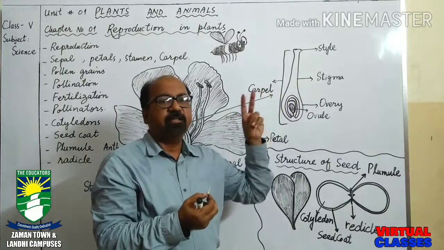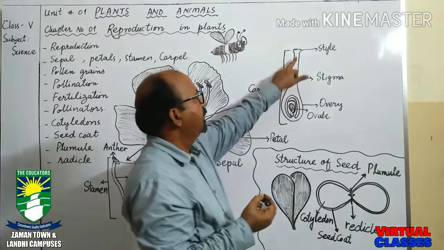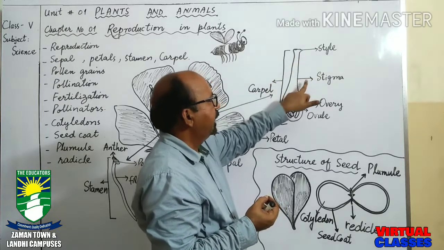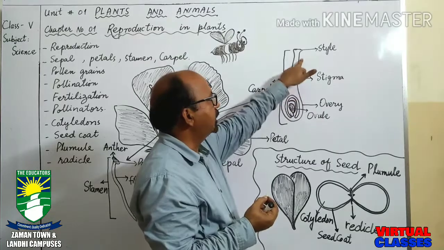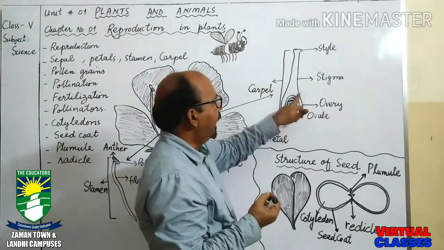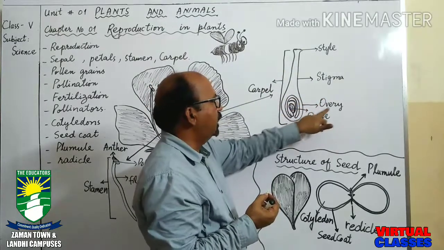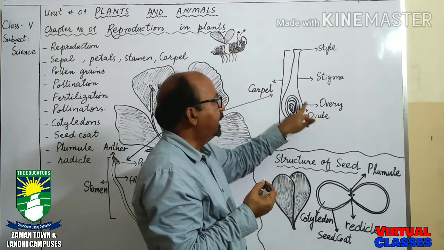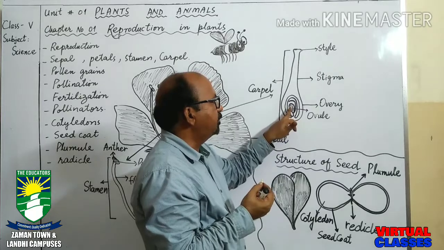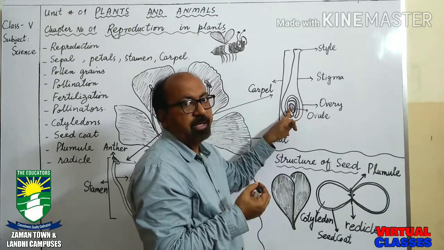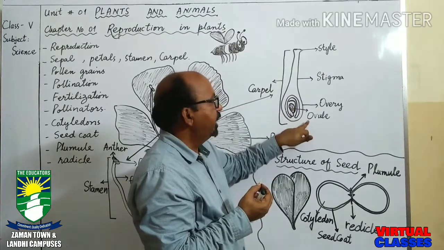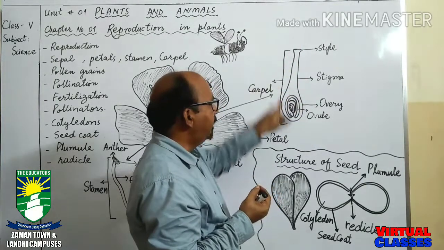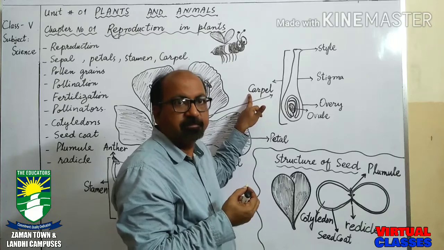Carpel itself has three parts. The upper part is called style, then this portion is called stigma, and this oval part is called ovary. Inside the ovary, there are some ovules. This whole is called the female part, and the female part is called carpel.